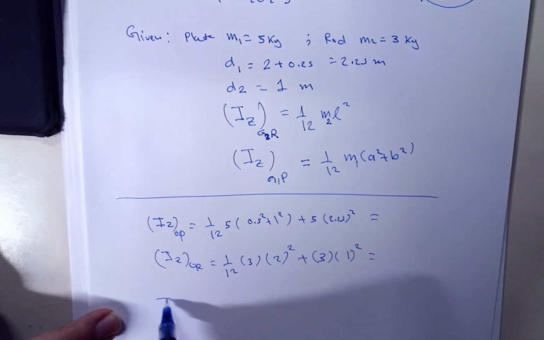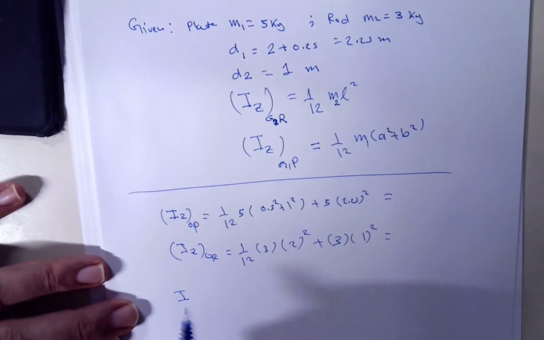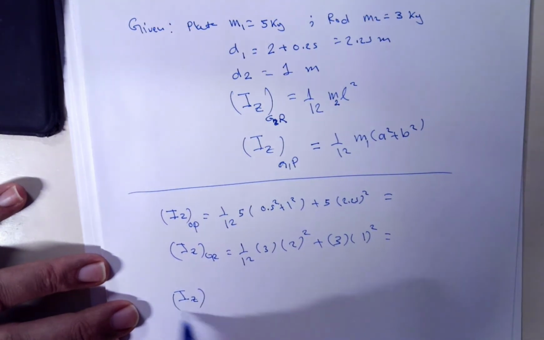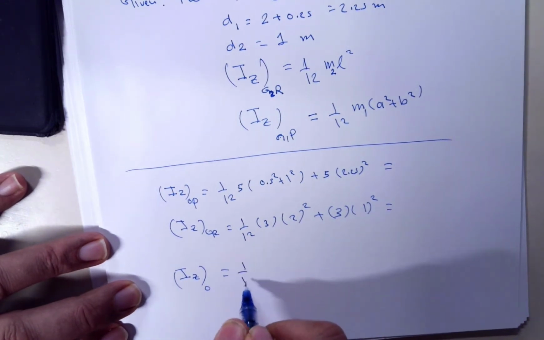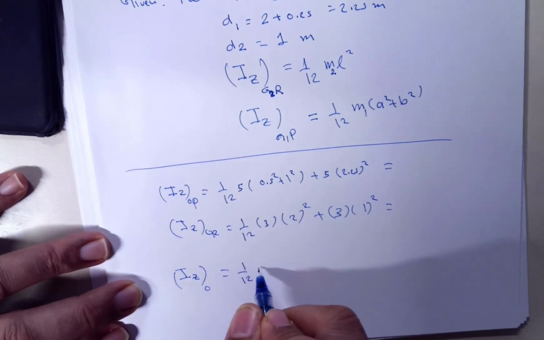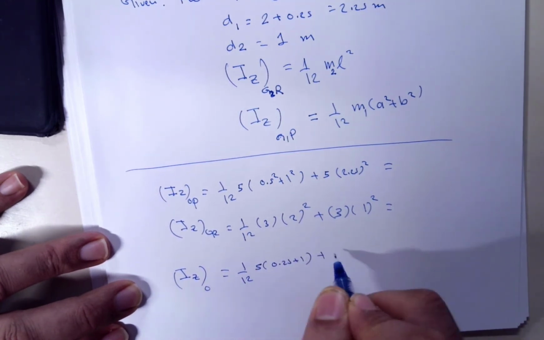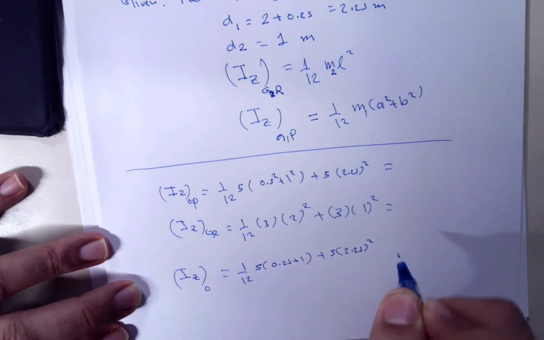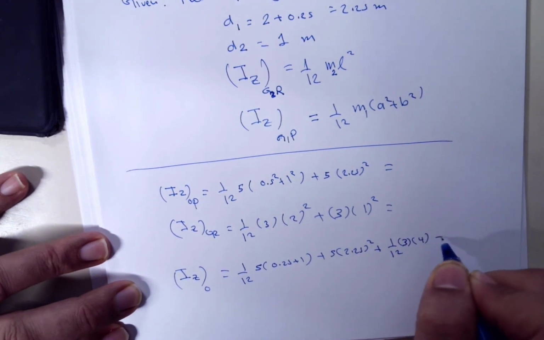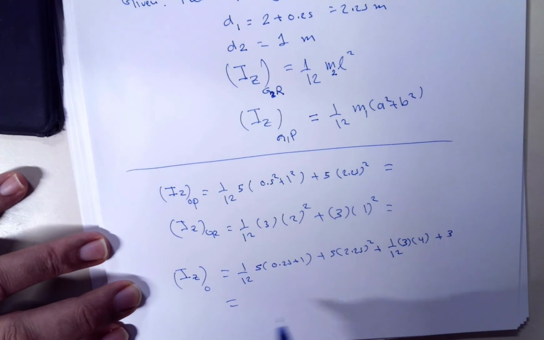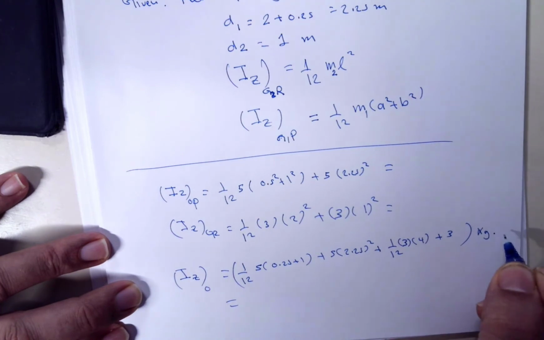Now the total, since both of them were calculated about the same axis, we can sum that. IZ for the entire structure is just the summation of these two. It's going to be 1 over 12, 5 times 0.5 square plus 1 square, plus 5 times 2.25 square, plus 1 over 12 times 3 times 4, plus 3 times its distance square. So that is going to be with the unit of kilogram meter square.